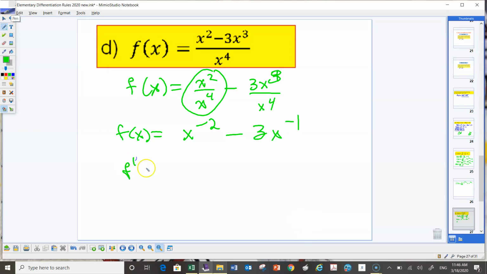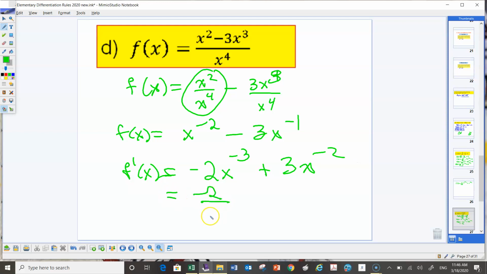So f prime of x, again, the exponent comes out front, so it's negative 2. I subtract 1 from the exponent to become negative 3. The negative 1 comes out front, that's going to be plus 3x to the minus 2. And if we were to get rid of our negative exponents, you could write it as follows. It's supposed to be a plus sign, 3 all over x squared. And that would be your derivative, which represents the slope of the tangent line.